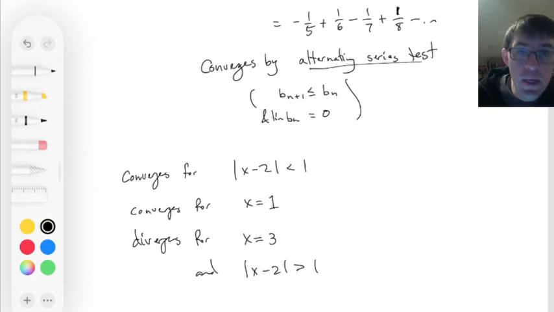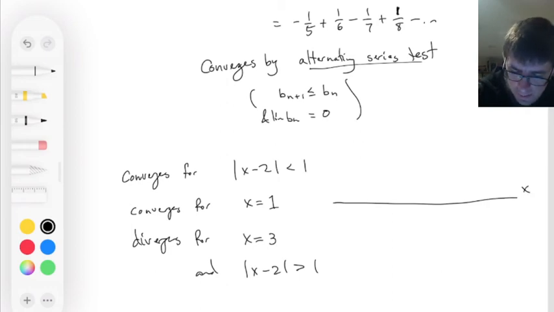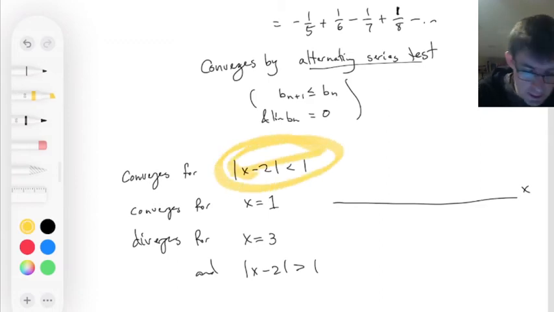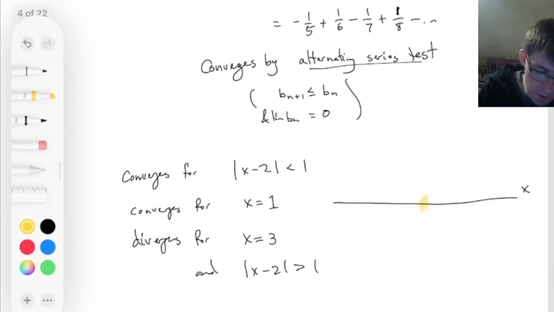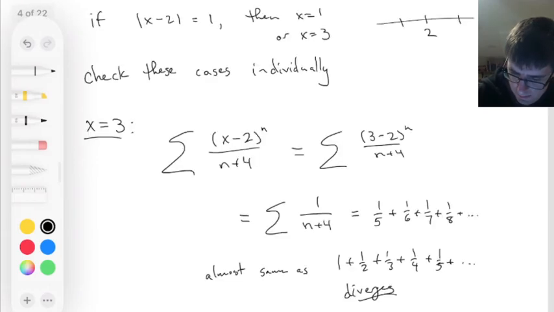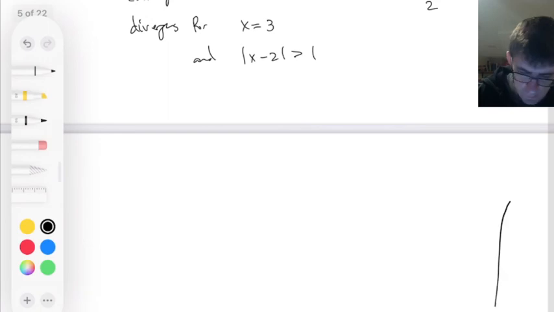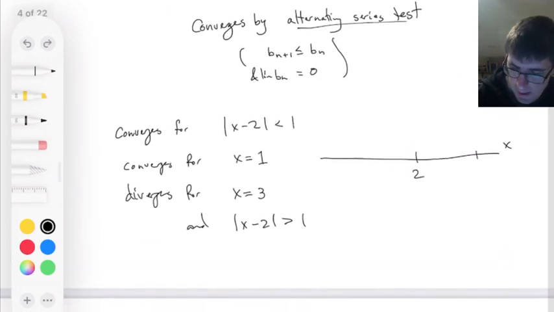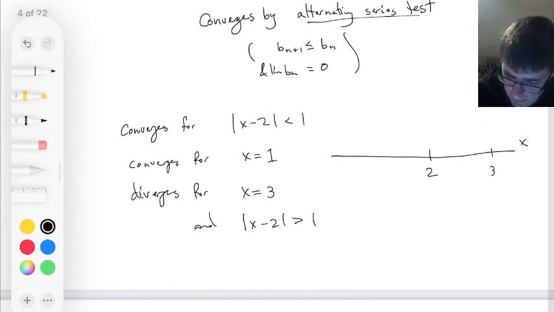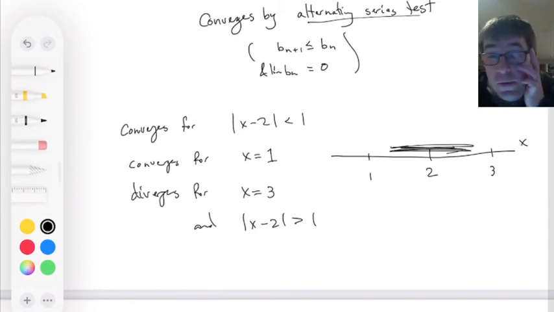And now I will say another way of visualizing this is as an interval of x values. If I look at x values here, when x minus 2 is less than 1 in absolute value, this means the distance from x to 2 is less than 1. It converges. So if I put 2 in the middle here and say this is 3 and this is 1 here, it converges for all the values in the middle there, right? All values between 1 and 3. And it also converges when x actually equals 1, but it diverges when x equals 3.